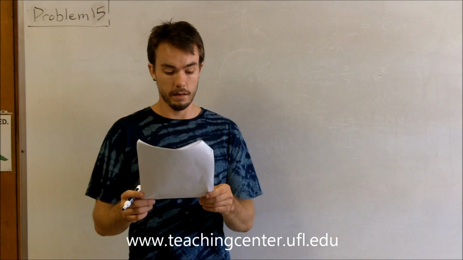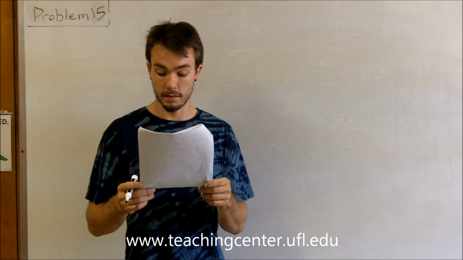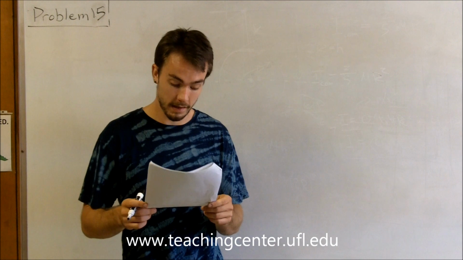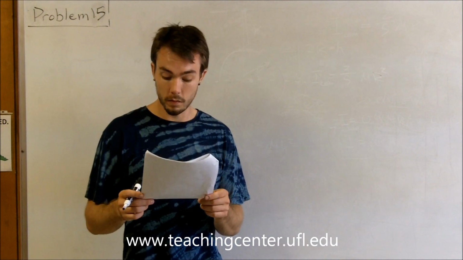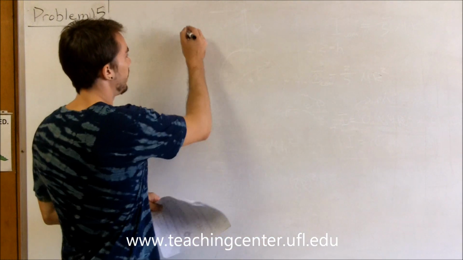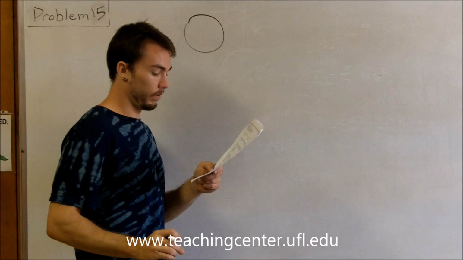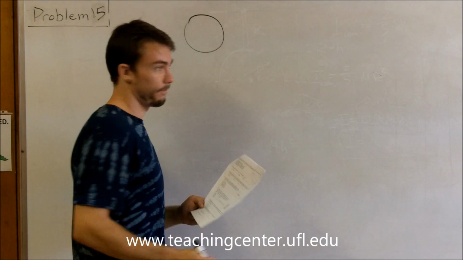Problem 15 states, a thin-walled hollow tube rolls without slipping along the floor. The ratio of its translational kinetic energy to its rotational kinetic energy about an axis through its center of mass is blank. So, we have a hollow tube rolling without slipping along the floor.